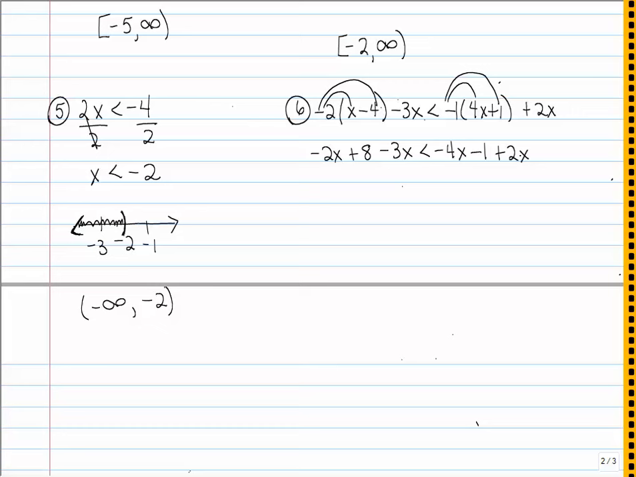Now we have to simplify each side of the equation. That's your next step. So on the left-hand side, you can put that negative 2x and that negative 3x together, which would give you negative 5x plus 8 is less than. On the other side, you can put the negative 4x and the 2x together, which would give you negative 2x minus 1.